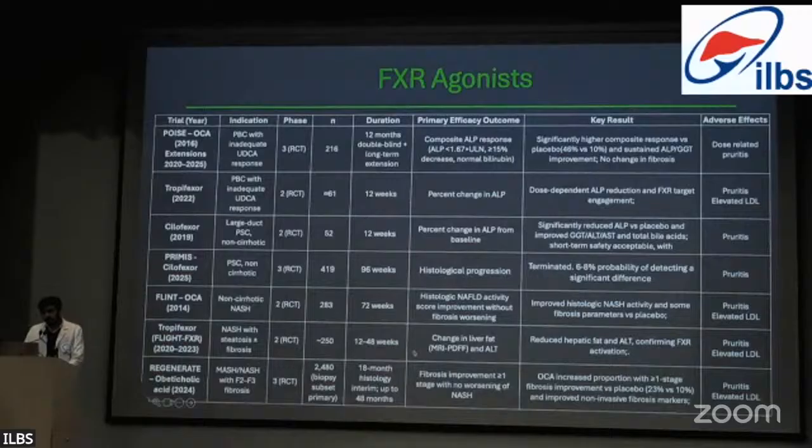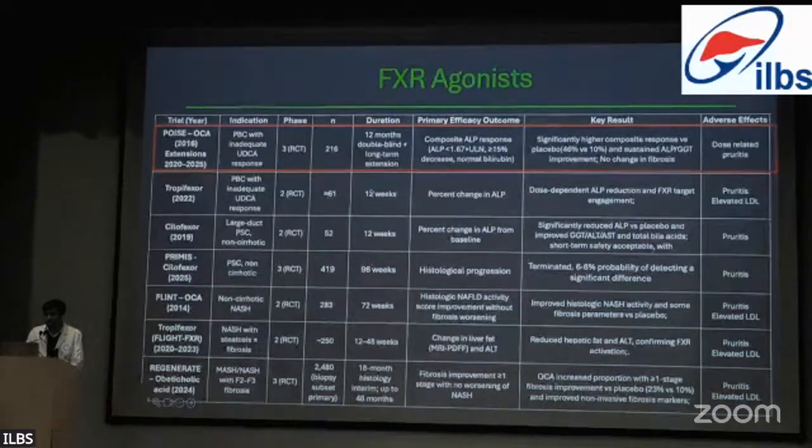So next we talk about the FXR agonist, which is the next therapeutic target. The first trial in this was the POISE trial, in which they had evaluated obeticholic acid in 2016, in which they found a significantly higher composite response compared to placebo. 46% of those on obeticholic acid responded as compared to placebo, with sustained normalization of ALP and GGT. Although this study did not show any change in the fibrosis.